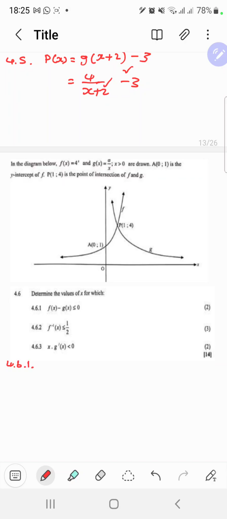4.6.1. It says determine for which values of x is f of x minus g of x less than or equal to 0. Let's have a look. f of x must appear above g of x. If we look at this side, f of x is above here. It has a positive y value and a bigger y value minus a smaller y value on this side, so we're going to get something greater than 0, which is positive. But at the point of intersection, they are equal, so they will subtract to 0.